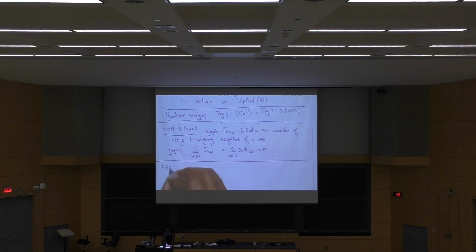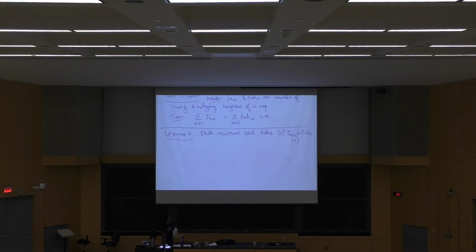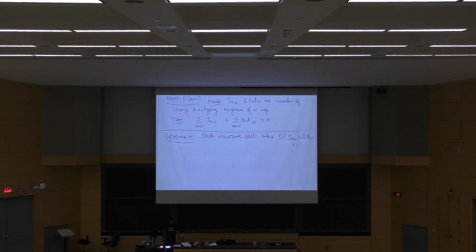All right, so the next result we are going to argue is that each recursive call takes order in degree plus out degree plus 1 time. Again, this W is the W that's picked in step 2 of the algorithm. So whenever the algorithm runs and you pick the vertex W in the second step, that's what this W refers to.